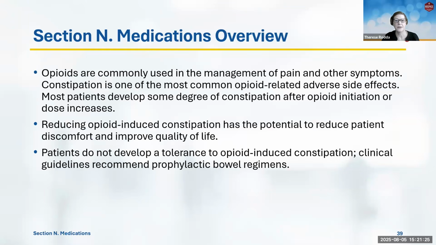It is important to remember that opioids are commonly used in the management of pain and other symptoms. Constipation is one of the most common opioid-related adverse side effects. Most patients develop some degree of constipation after opioid initiation or dose increases. Reducing opioid-induced constipation has the potential to reduce patient discomfort and improve quality of life. Patients do not develop a tolerance to opioid-induced constipation. Clinical guidelines recommend prophylactic bowel regimens.